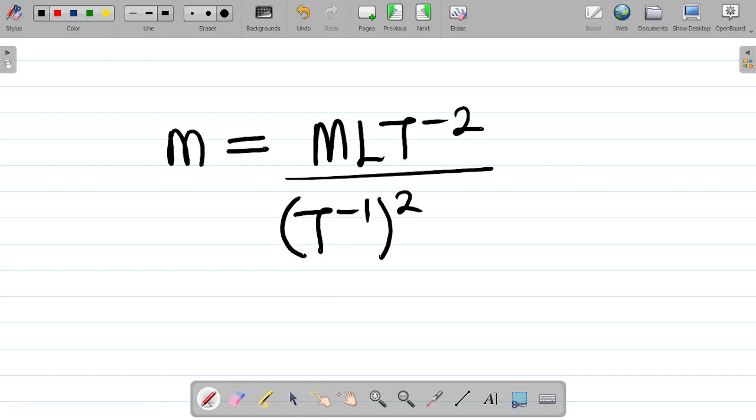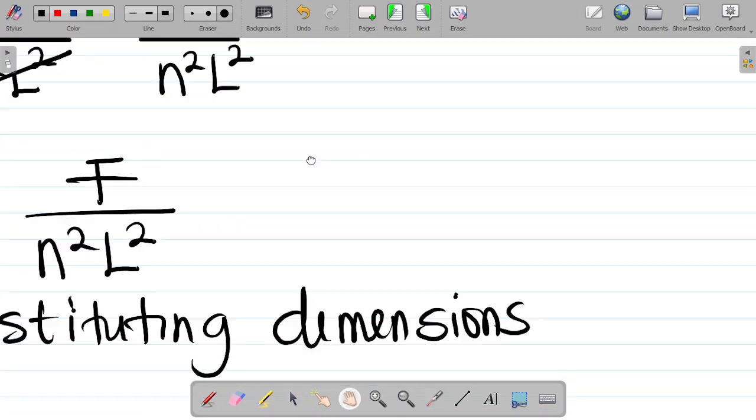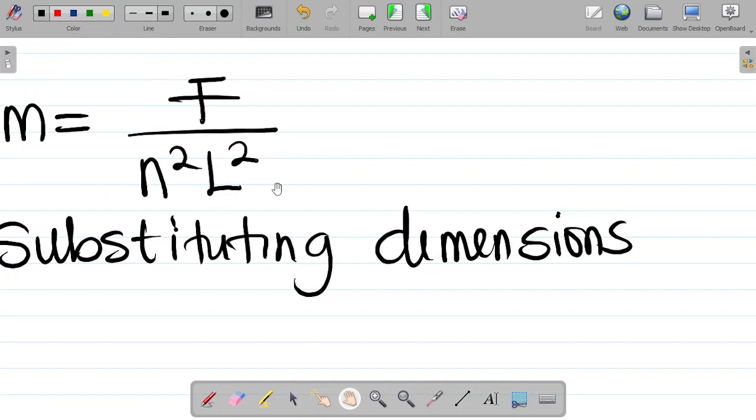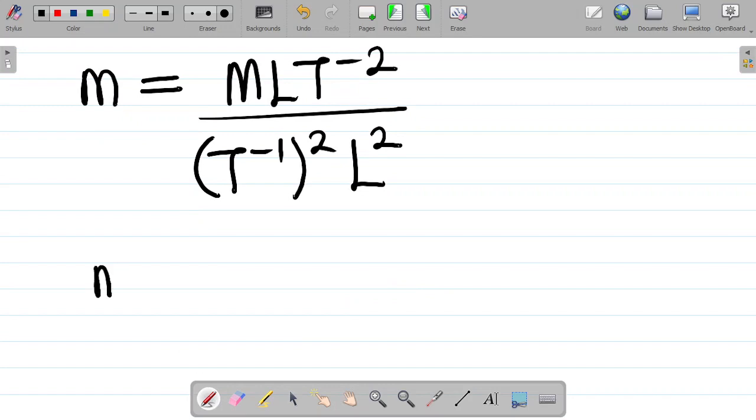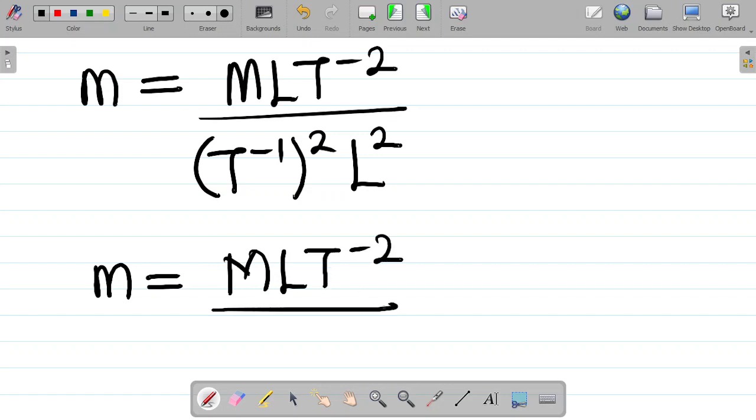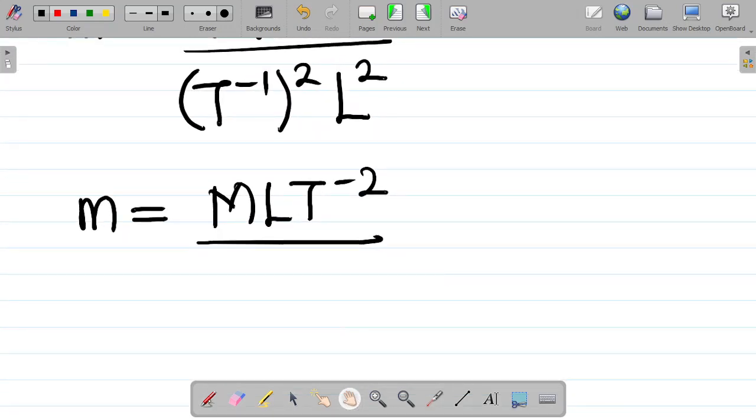After n squared, the last thing there is L squared. For L, the dimension is L. So it comes here as L squared. So we have this. All right, our task will now be to simplify this. Simplifying this, we'll have that M is equal to MLT to the power minus 2 all over, working on the denominator, 2 multiplied by minus 1, that becomes T to the power minus 2, then L squared.